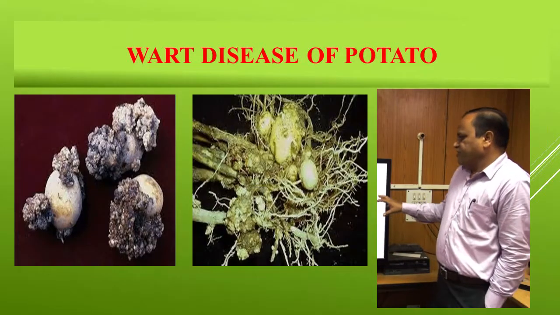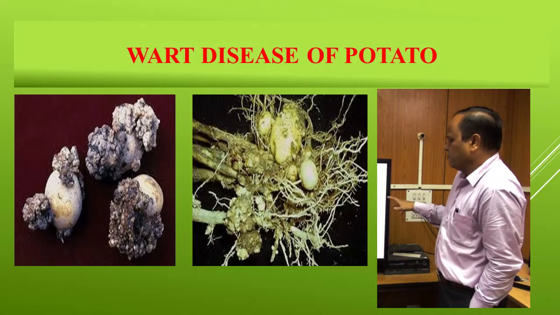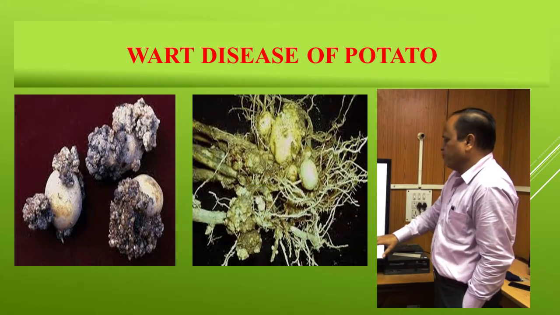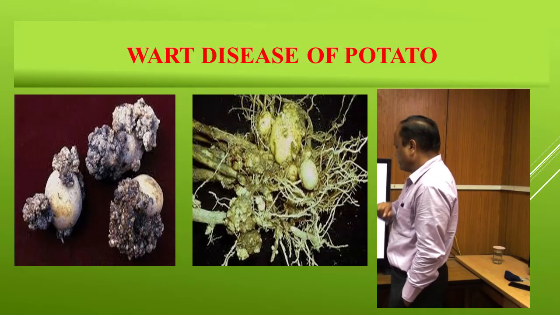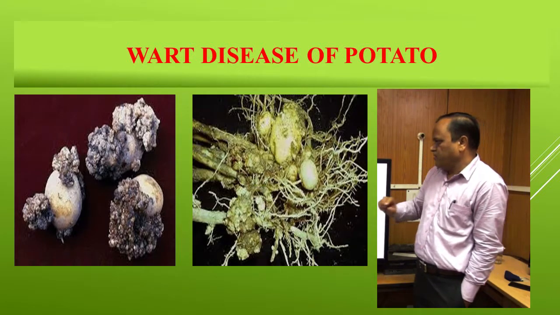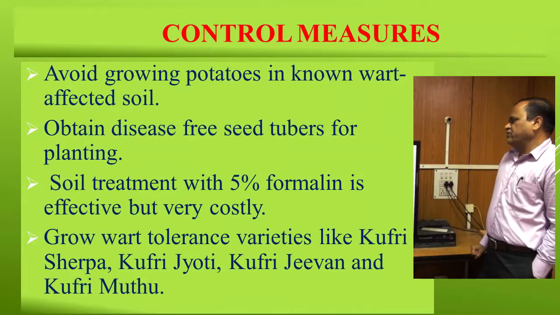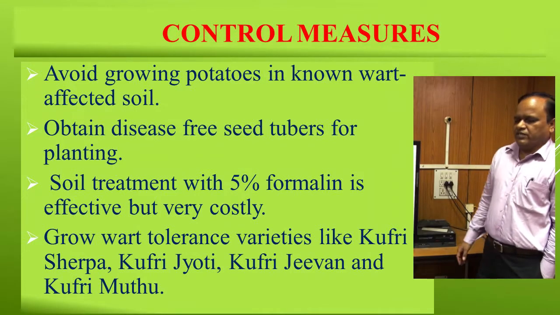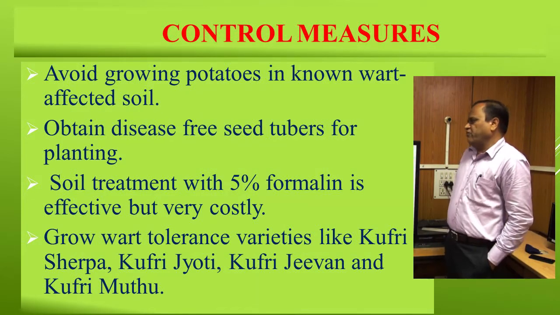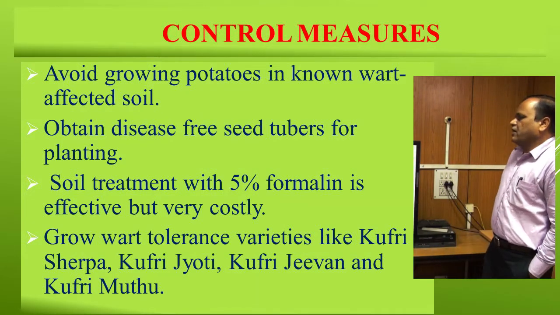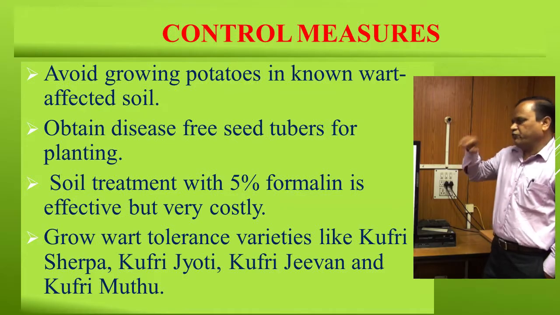Now you can see visuals, photographs of the wart disease of potato. This is in the tuber. This is in the plant as well as in roots or in tuber. Another control measure: avoid growing potato in wart affected soil. If your tuber is from the wart affected areas, then avoid procuring it from that area.